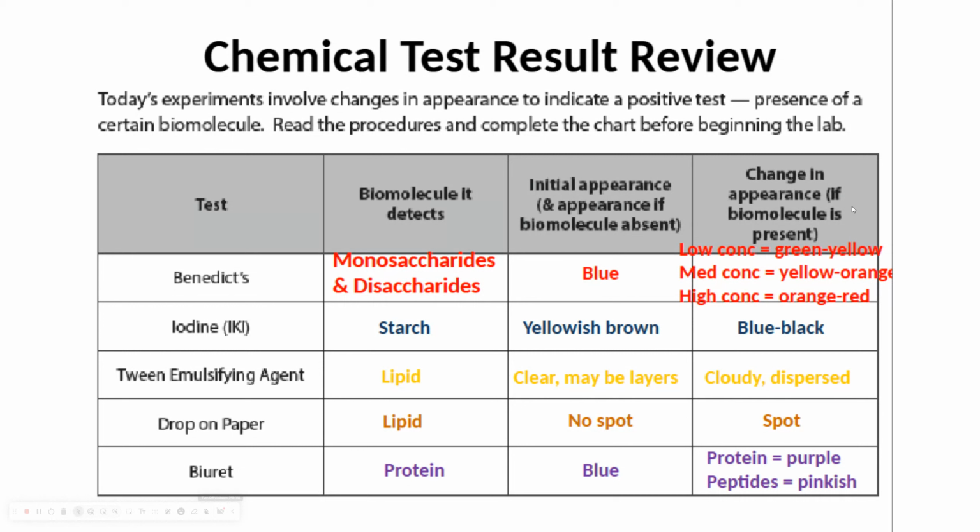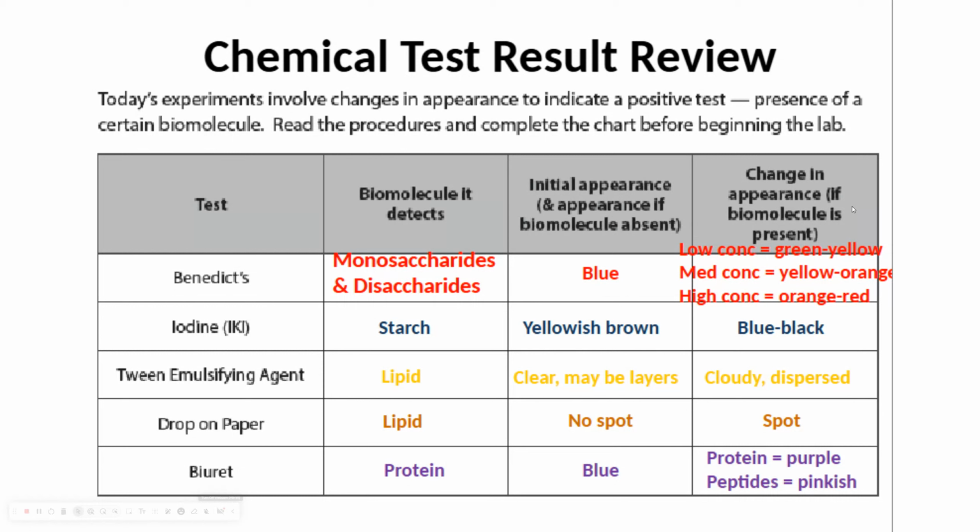You have Tween as an emulsifier that is going to be able to detect lipids. Tween is clear, but when we mix a water and a fat, a lipid together, it becomes cloudy. There's also the paper drop test where you put a drop of a substance onto brown paper bag or paper towel and let it dry. And if it leaves a residue, a spot, then you know you have a fat, a lipid. If it doesn't, then you do not.